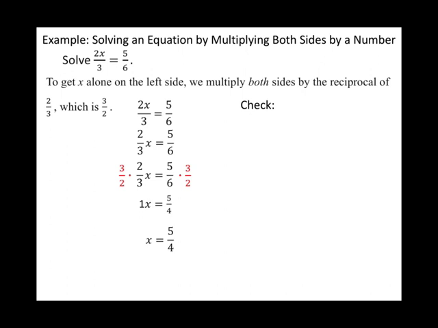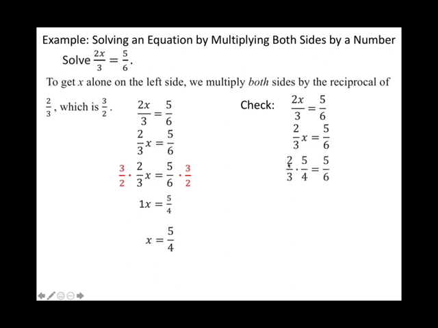Okay, I want you guys to check your work. Plug in x equal to 5 over 4 into the original equation. So the x here, I'm going to rewrite it as 2 over 3 times x. And my x will be equal to 5 over 4.